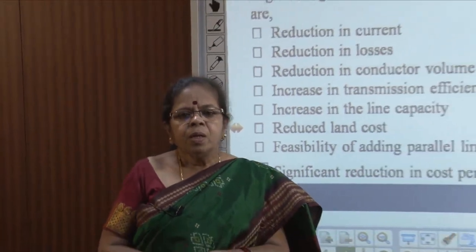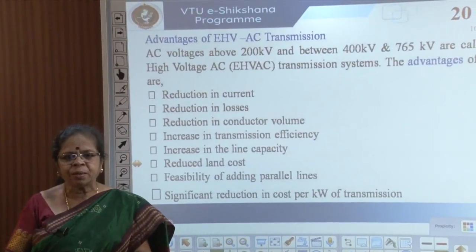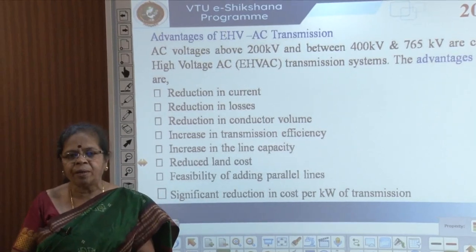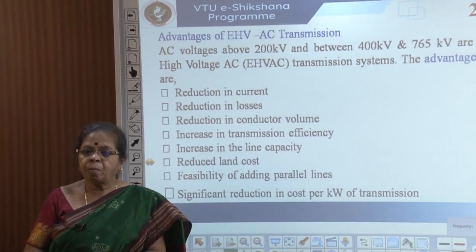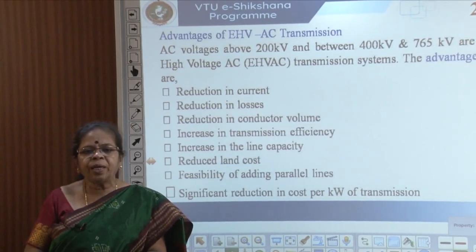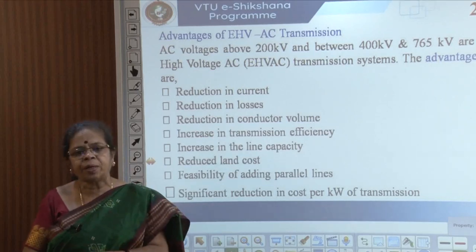So we saw all the advantages. I have just listed them here. We'll quickly see that. EHV AC, I told you, is 200 kV to 400 kV, and above is extra high voltage. What are the advantages of EHVAC? More reduction in current because I'm going higher than 400 kV.